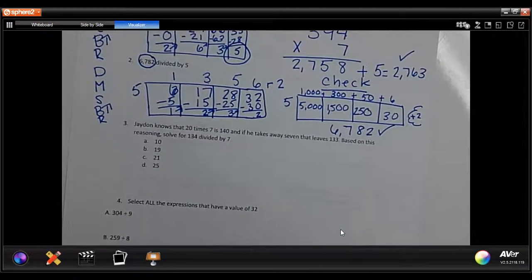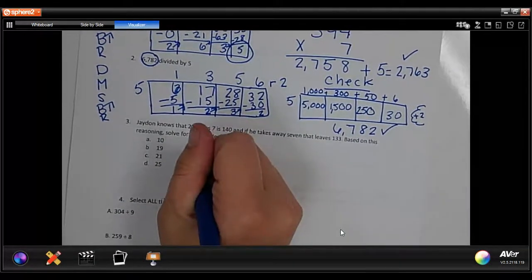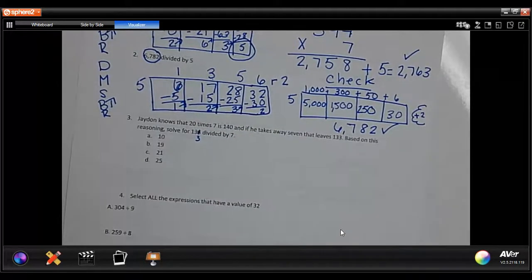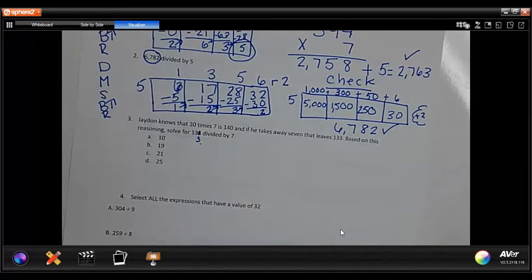Next one. Jaden knows that 20 times 7 is 140. If he takes away 7, that leaves 133. Based on his reasoning, solve for 133 divided by 7. I messed up and accidentally put 134 there, but it should be 133.